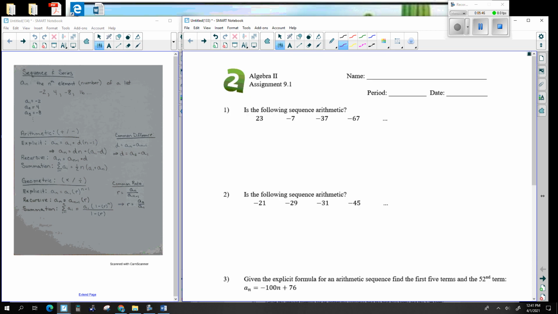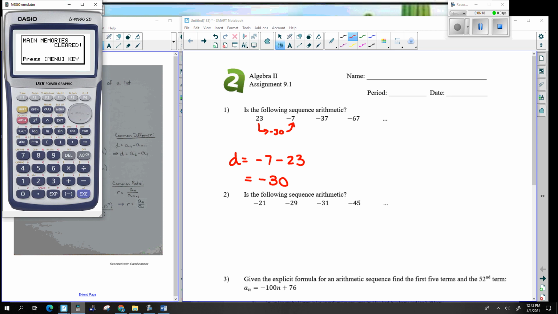So back to the actual question. If this is arithmetic, this would indeed have a common difference, which would be -7 minus 23, the second term minus the first term, which comes out to be -30. Now, if I subtract 30 every single time to get to the next number, then we're okay. So for instance, 23 minus 7. I'll just use this calculator right here.